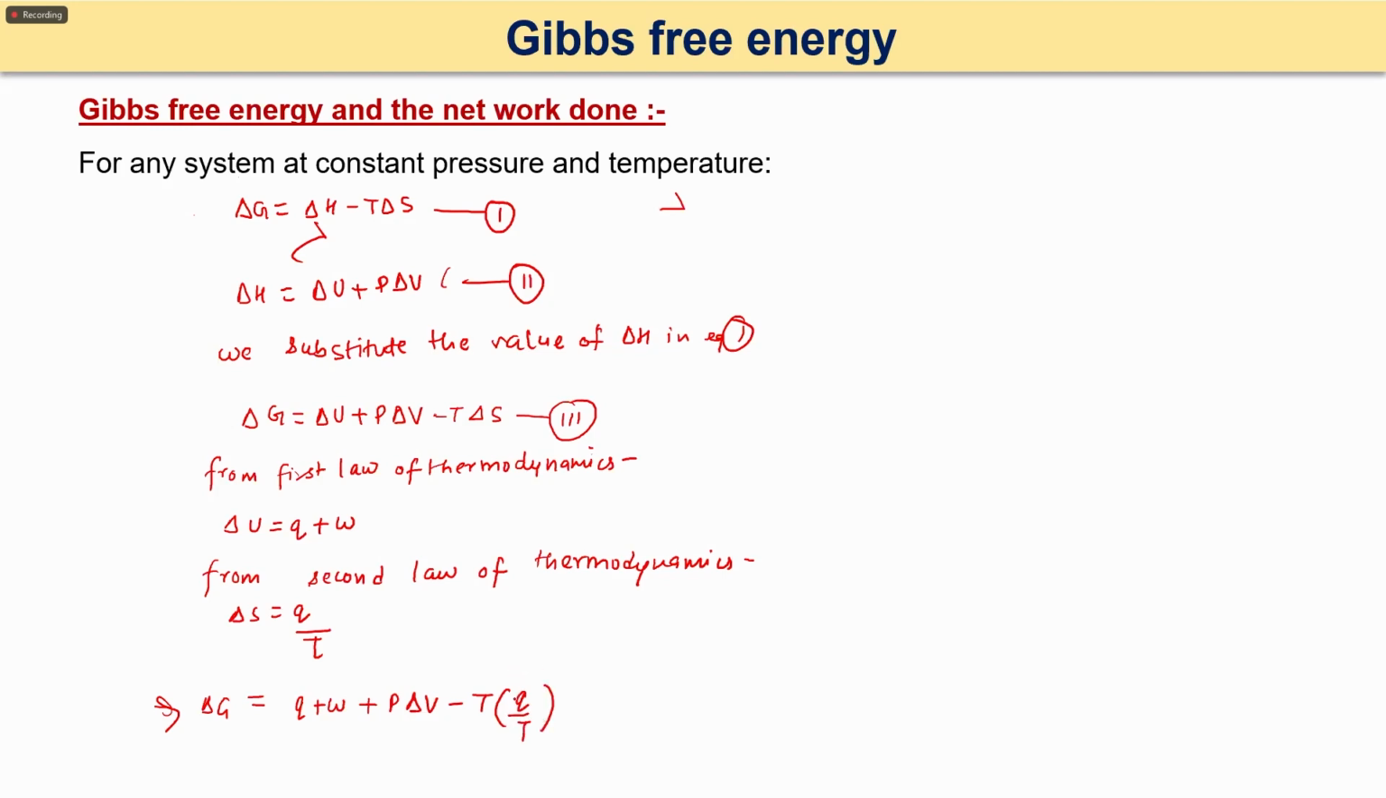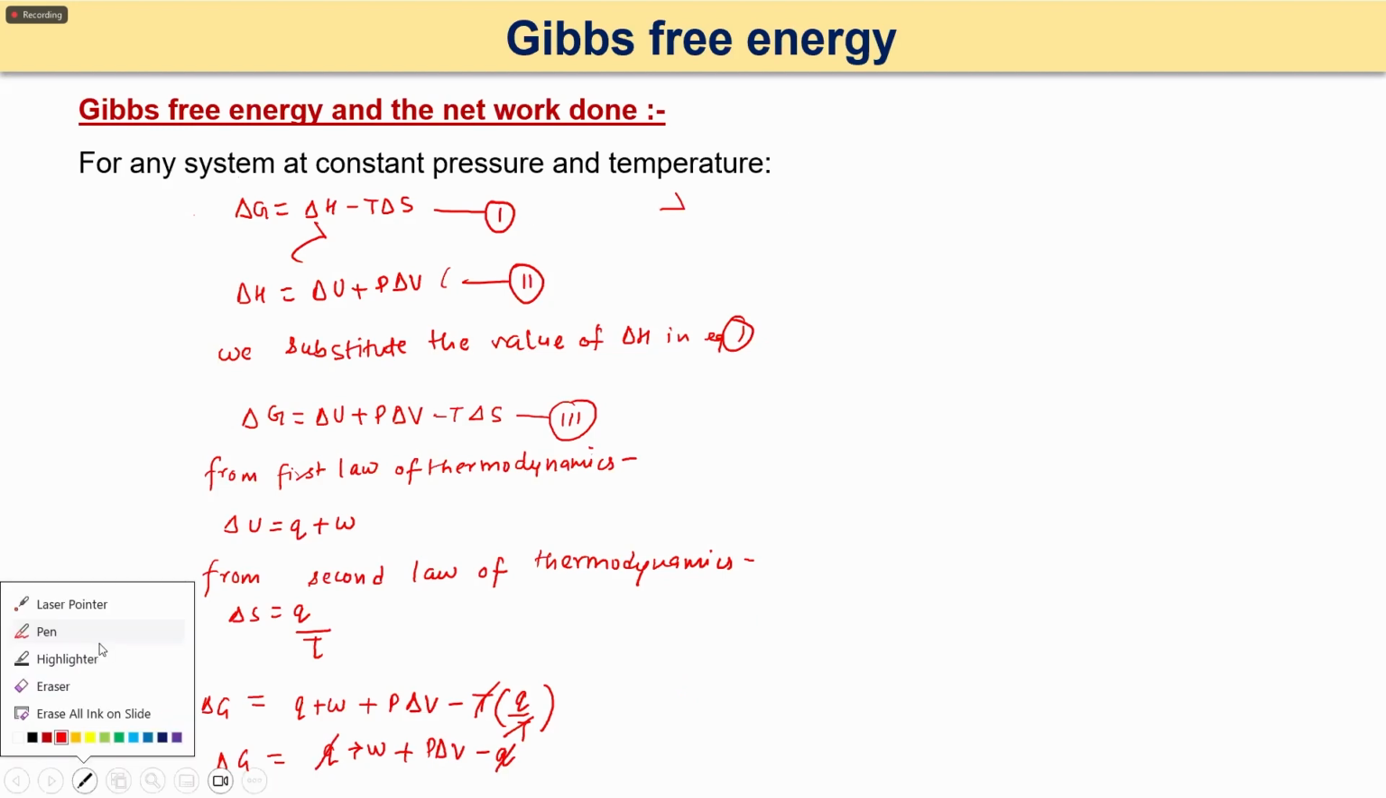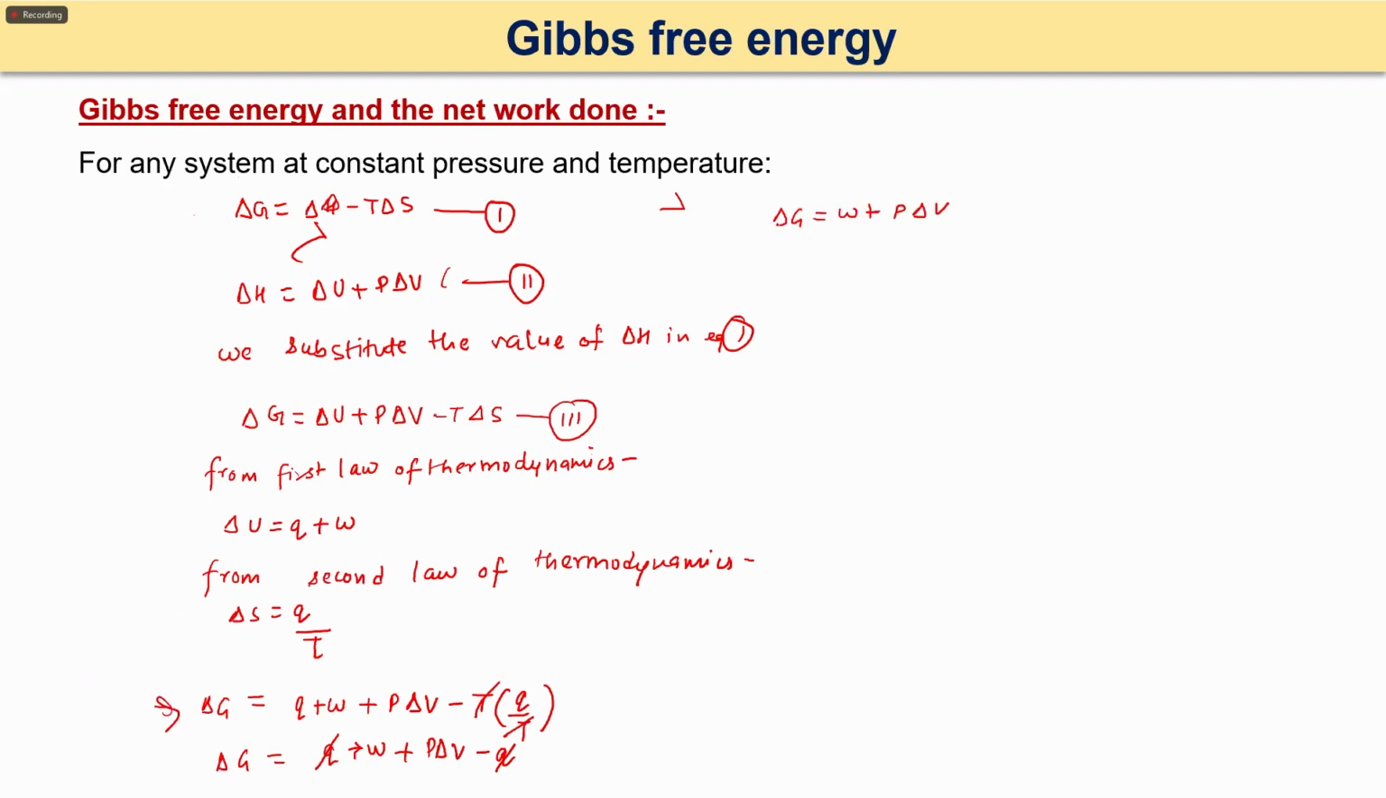Now let us solve this. This T and this T will get cancelled out. You will get Q plus W plus P delta V minus Q, and this plus Q and minus Q will be cancelled out. What will you get? Your delta G will become W plus P delta V. If you multiply both sides with minus, what will you get? Minus delta G equals minus W and minus P delta V.